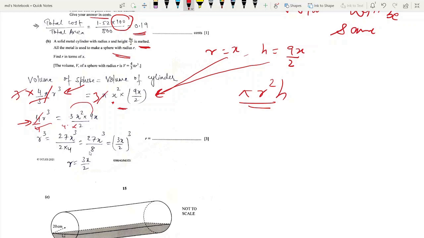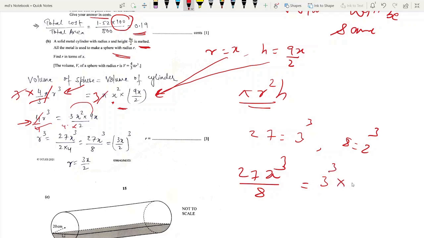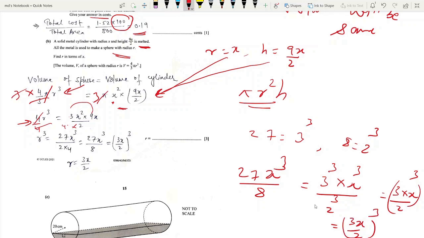So 27x cube over 8. 27 can be written as 3 cube, 8 can be written as 2 cube. So 27 will be written as 3 cube, this is already x cube, and 8 will be 2 cube. So you can write 3 times x over 2 whole cube. Yes or no? Can you write? Yes, of course you can write. So this is 3x over 2 whole cube I got. So r cube equals 3x over 2 whole cube.